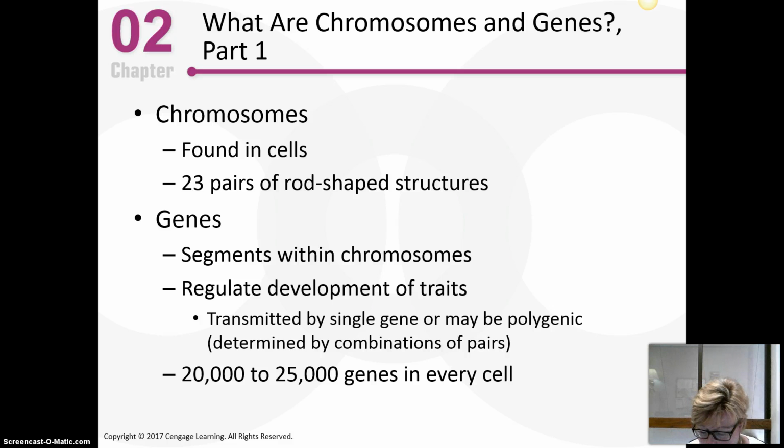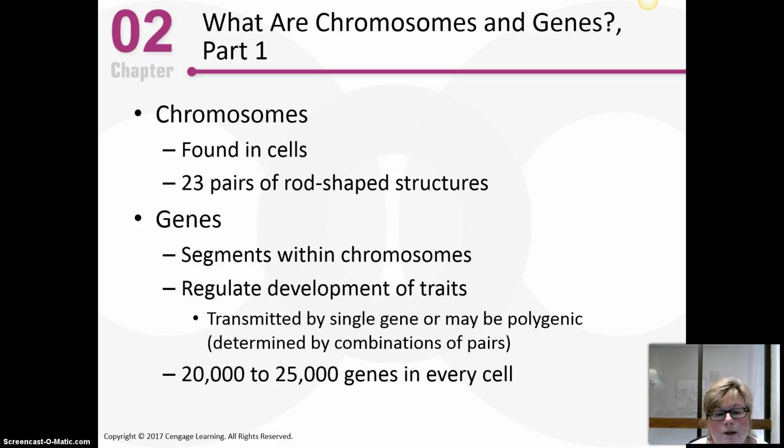The next thing that we want to look at are chromosomes and genes. You will see the word chromosomes again, and you will need to know its definition. You could read more about it and see the definition on page 48 in your textbook, but you need to know that chromosomes are what's found in our cells, and they are 23 pairs of rod-shaped structures. And again, you can read more on page 48 as well.